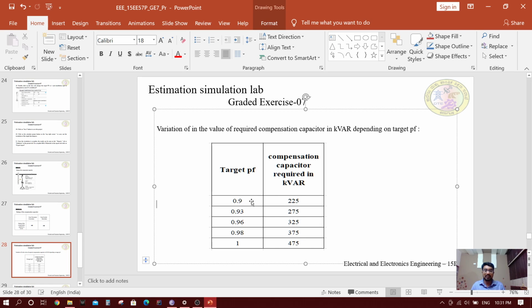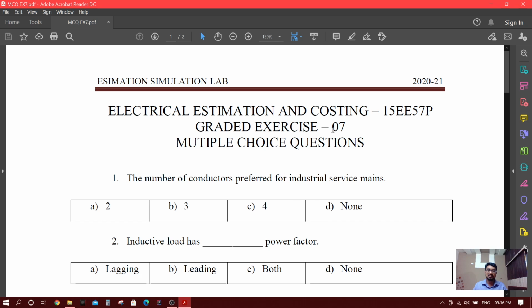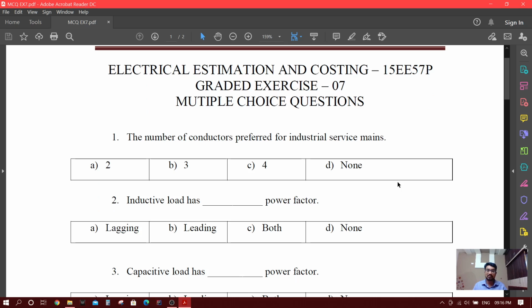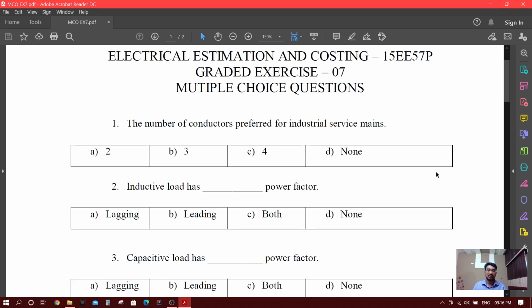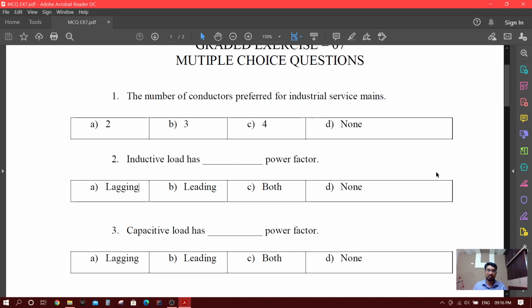Therefore, there is a linear relationship between the target power factor and compensation capacitor. Now let us see the multiple choice questions for graded exercise 7. Question number 1. The number of conductors preferred for industrial service means options 2, 3, 4, none. In an industry there will be two type of load. One is the lighting load, another one is the motor load.